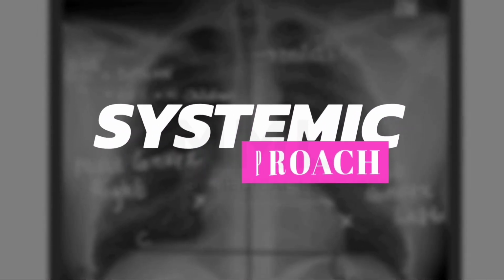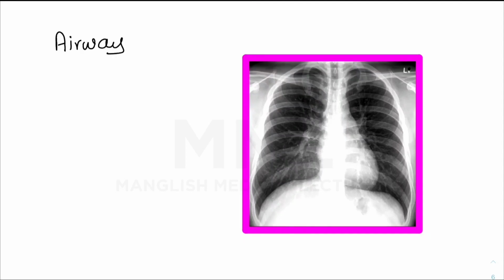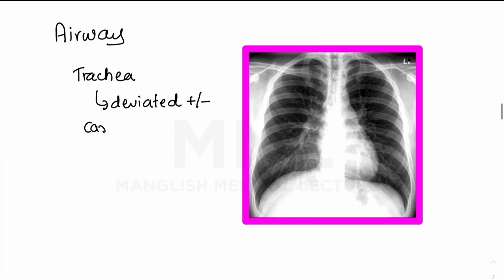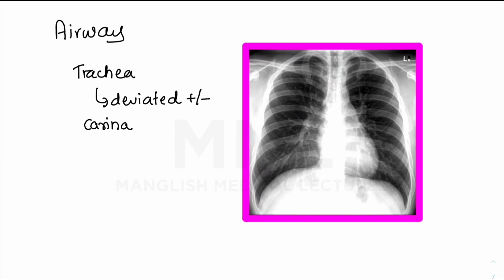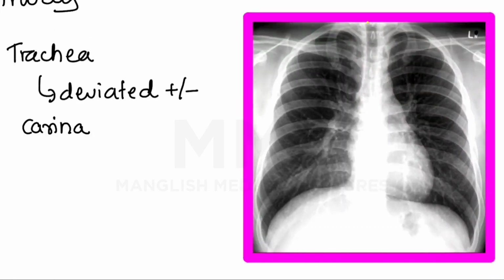Now let's get to the most important side, and that is systemic approach. We'll begin with the mnemonic A for airway, and we'll be focusing on trachea and carina. So you should look at trachea, whether it is deviated or not to one side. That's the thing you should be focusing on. I'll zoom in so you guys can see better.